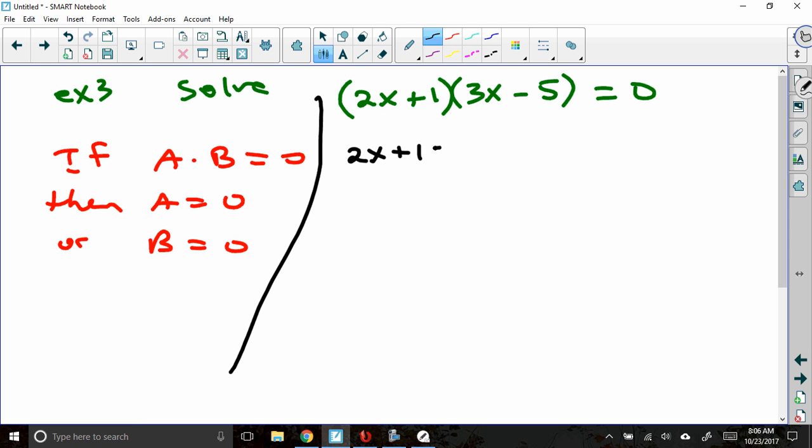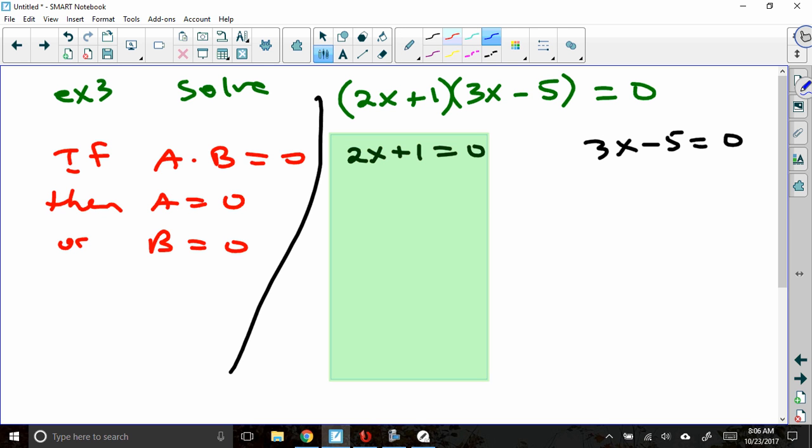2x plus 1, we can set that equal to 0. 3x minus 5, we can set that equal to 0. And now we've got two equations that are linear, and we all know how to solve linear equations, I hope, right? So if we go ahead and solve this one here, I guess we'll subtract 1, so 2x equals -1. And then what do we got to do? Divide by 2. So our answer to this equation is that x equals what? -1 over 2, or -1/2.